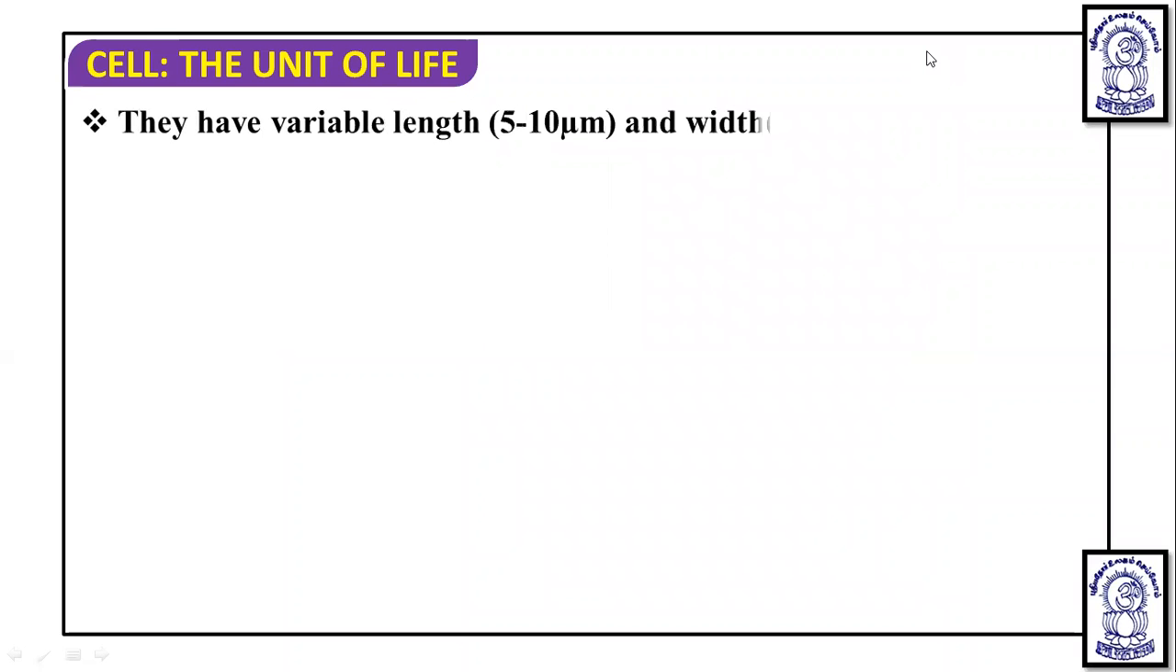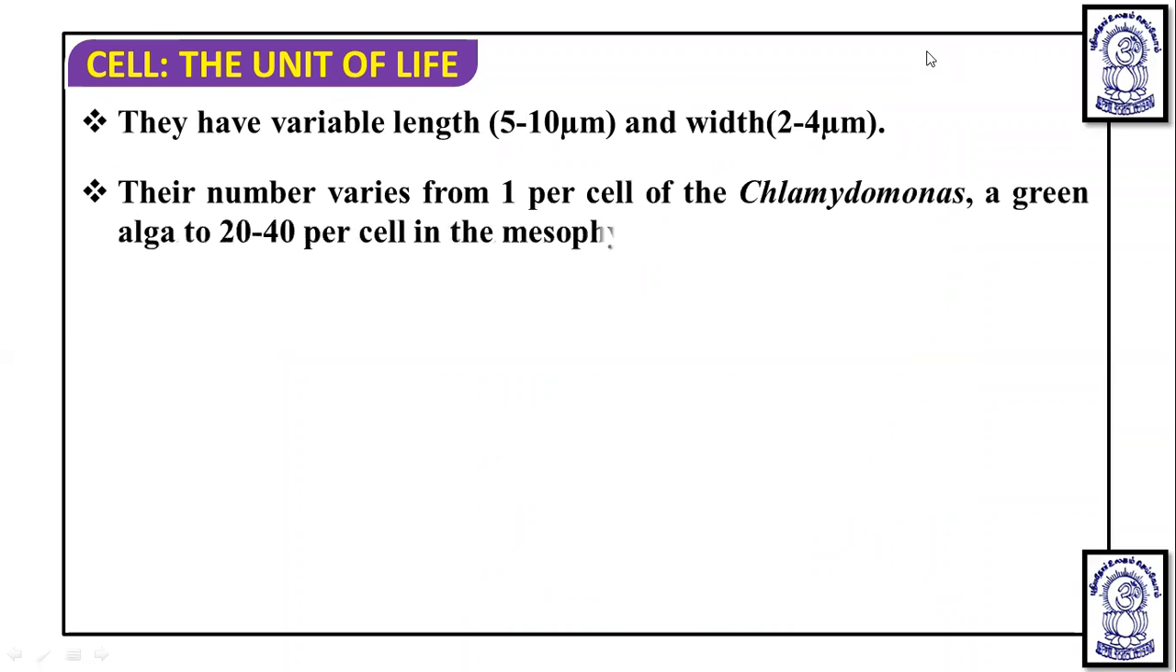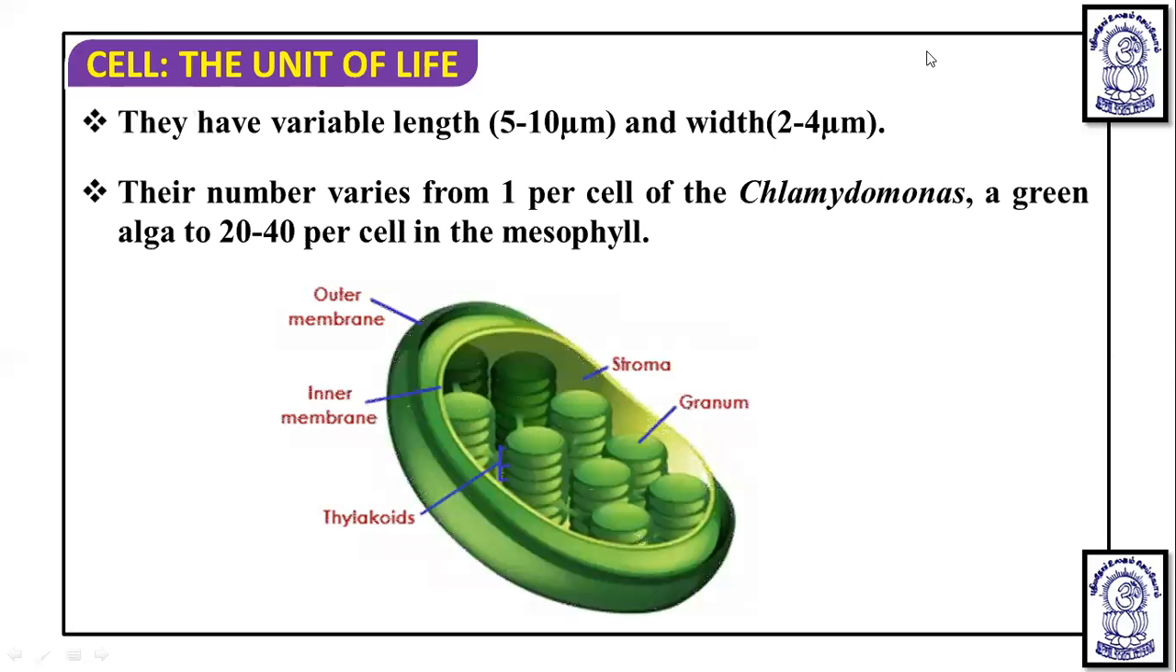So if we talk about chloroplasts, which are important for photosynthesis, they have variable length, that is 5 to 10 micrometer in length, and width 2 to 4 micrometer, which are comparatively larger than the mitochondria. The number is 1 per cell in Chlamydomonas, that is a green alga, but it can be up to 20 to 40 per cell in the mesophyll cell of higher plants. And the majority of chloroplasts of green plants are found in mesophyll cells.